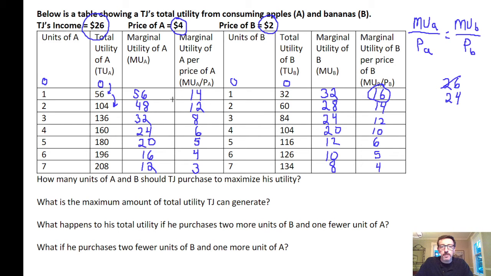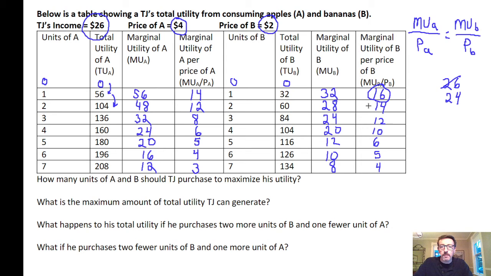So now we're looking at either buying an apple, it would be our first apple, which would give us 14 utility points per dollar, or our second banana. A second banana will give us 14 utility points per dollar as well. So we're truly indifferent here. We could purchase either one and we'll come out just the same.